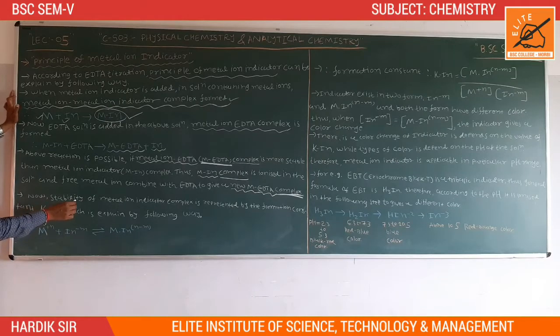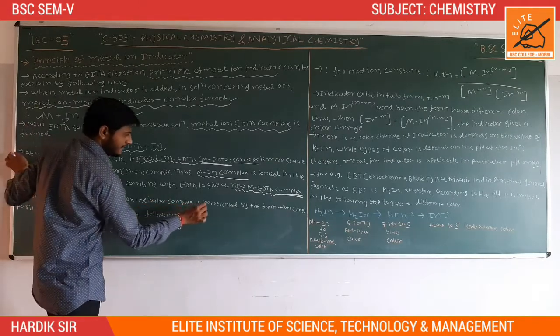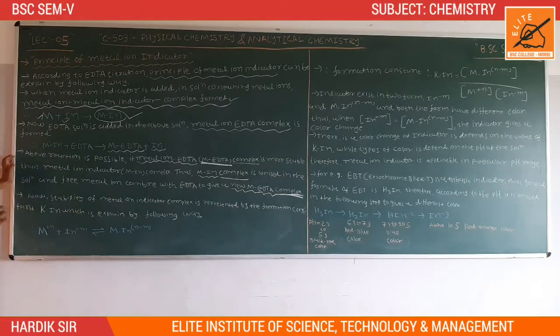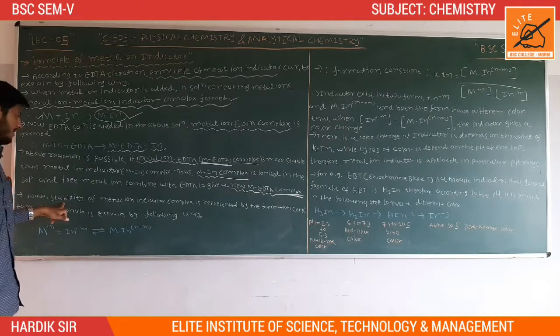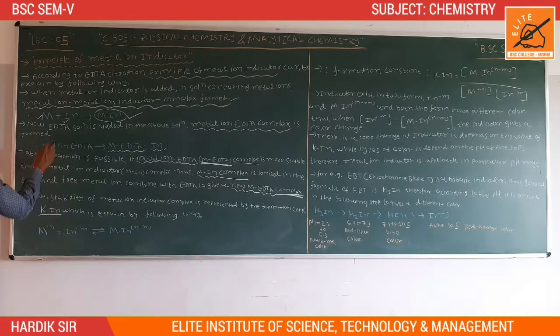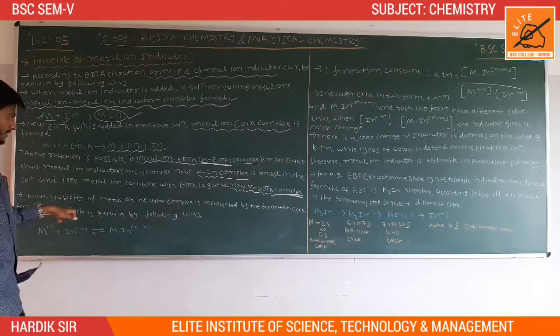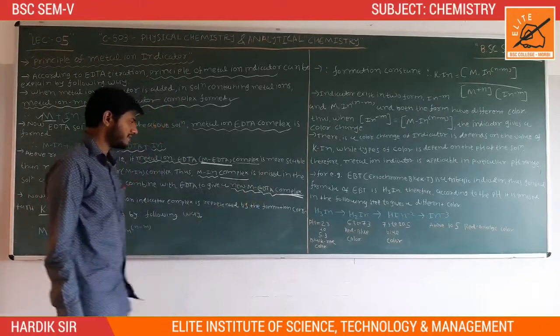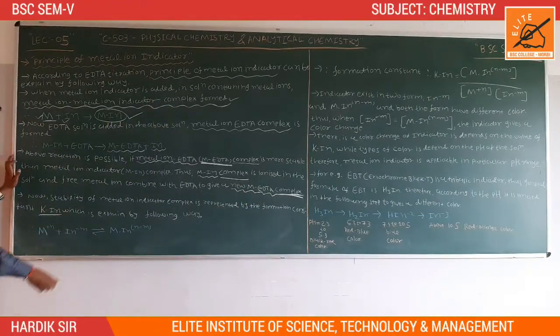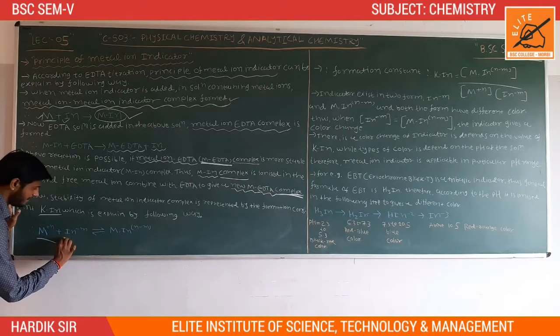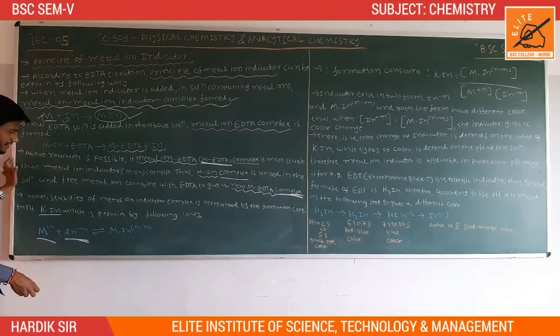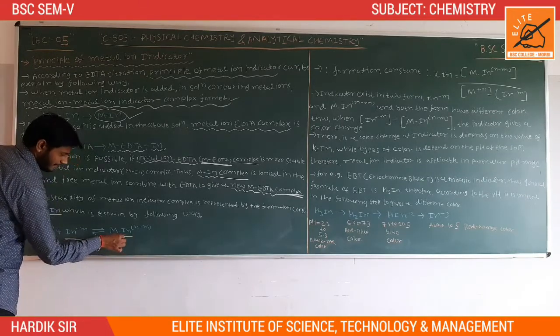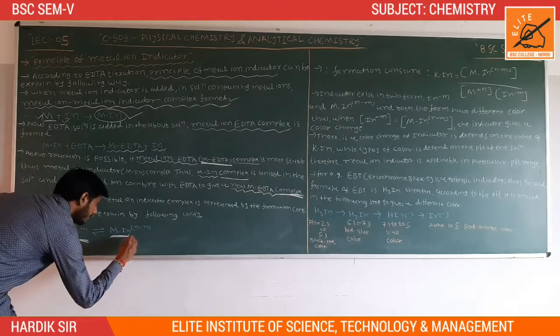Now the stability of the metal ion indicator complex is represented by the formation constant. This is KIN, our formation constant. The stability of the metal ion indicator complex is represented by the formation constant KIN, which is explained in the following way. This is our metal ion M plus, and this is our indicator ion IN minus m, and they give a reversible reaction and form a metal ion indicator complex.